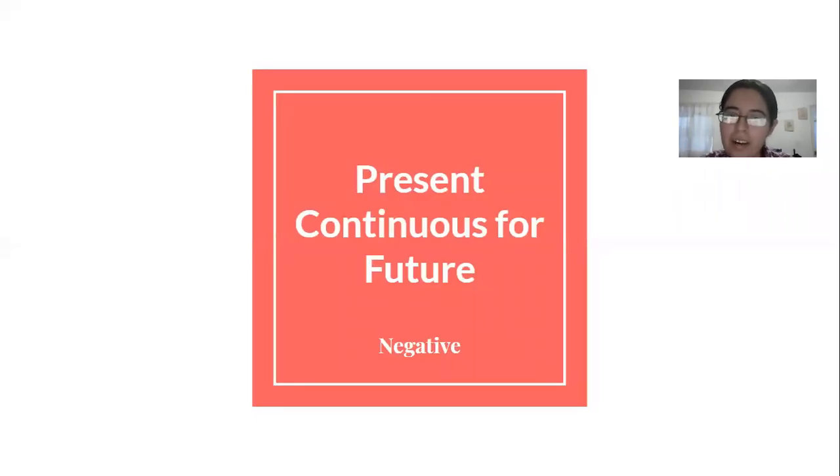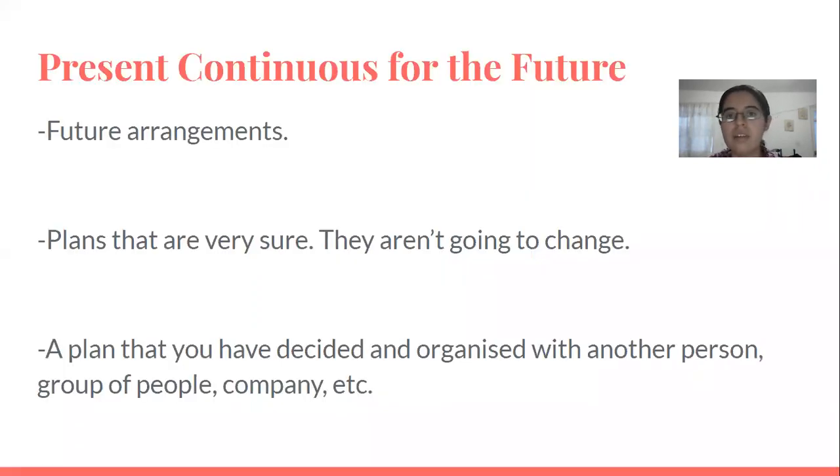Hello. This video is about present continuous for the future, and it's going to be about its negative form. As we have seen, we can use present continuous to talk about future arrangements. These are plans that we are very sure about and that we don't believe are going to change. It could be a plan that we have decided with another person, or with another group of people in a company, and maybe that's why we're sure that it's going to happen.